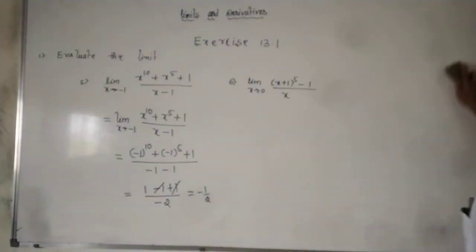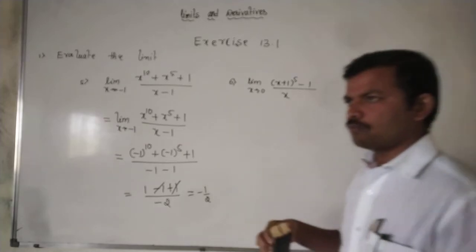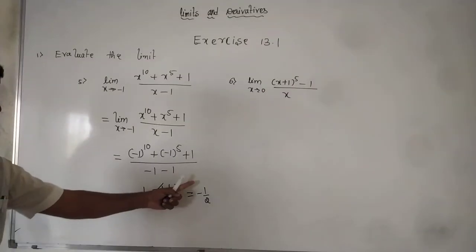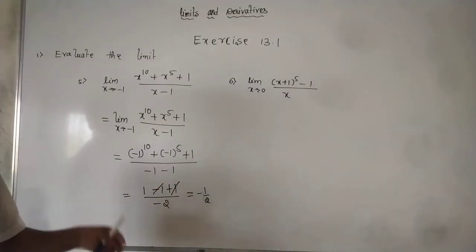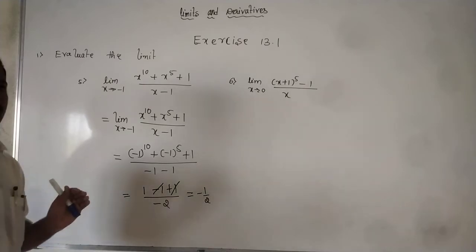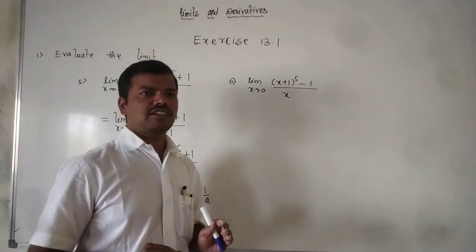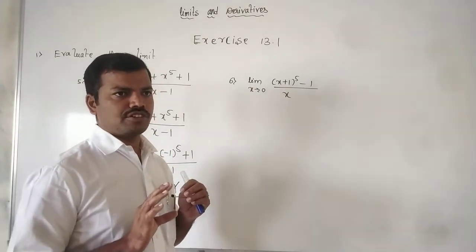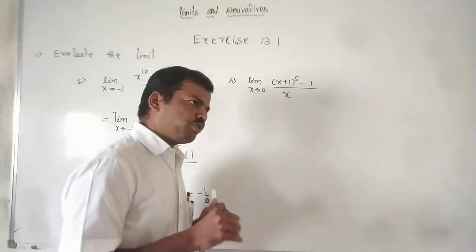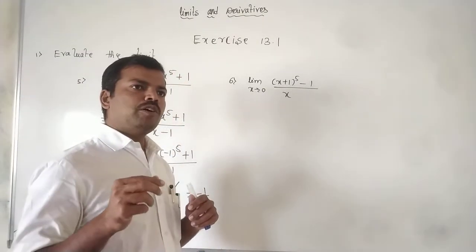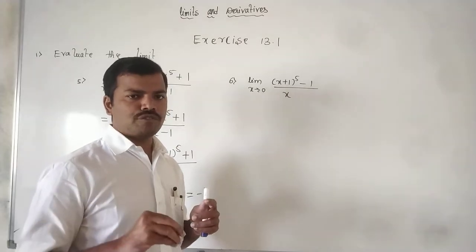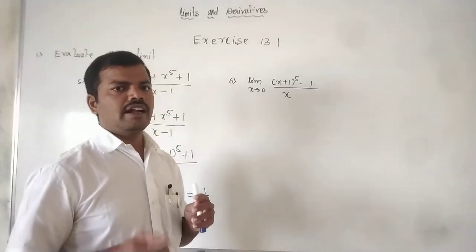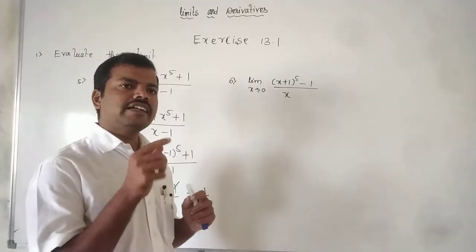Exist means what? That is very important. Whenever you take the limit of a function, we should get a definite value, like minus 1 by 2, or 2, or 0, anything, which is possible to identify. If we put in the value and we are not able to identify the actual value, and it is beyond our sense to define it, at that time we call it an undefined form.